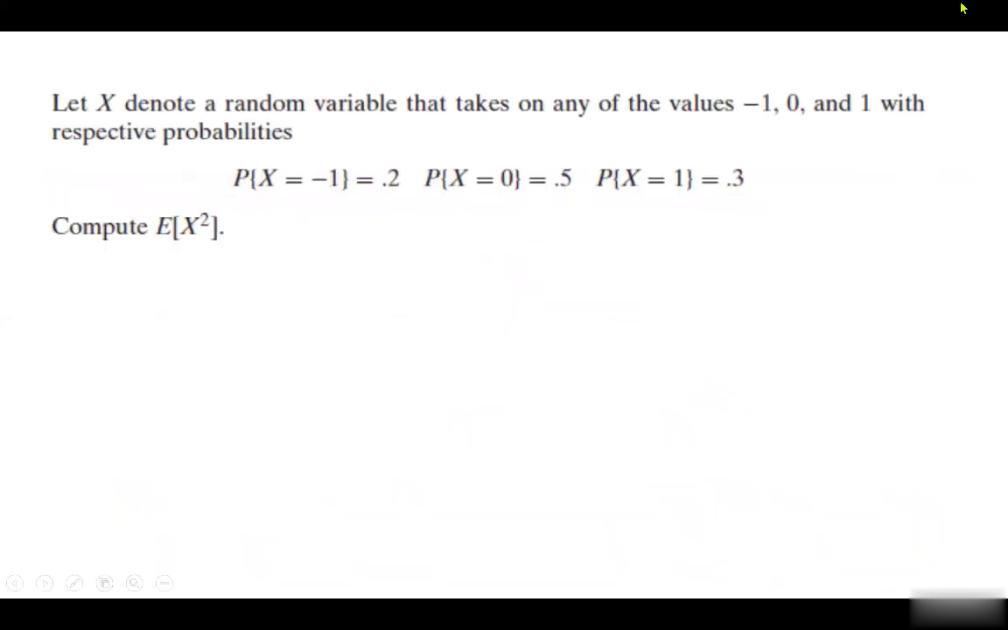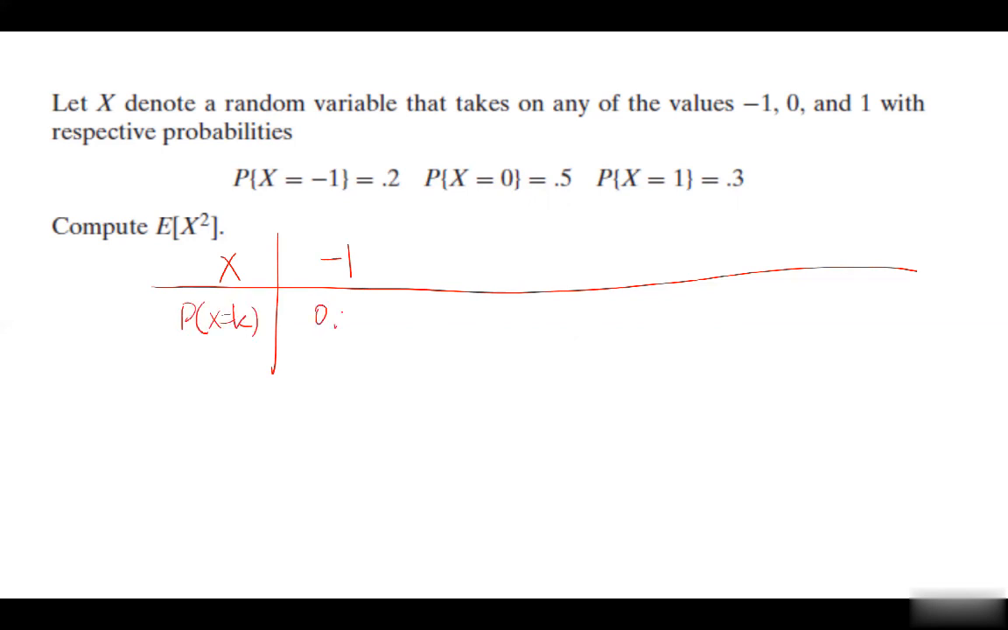All right, let's see an example here. Let x denote a random variable that takes on any of the values -1, 0, and 1 with respective probabilities. The probability of x being -1 is 0.2. X being 0 is 0.5. Probability of x being 1 is 0.3. Okay, so the probability distribution table is x being -1 with probability 0.2, x being 0 with probability 0.5, x being 1 with probability 0.3, right?